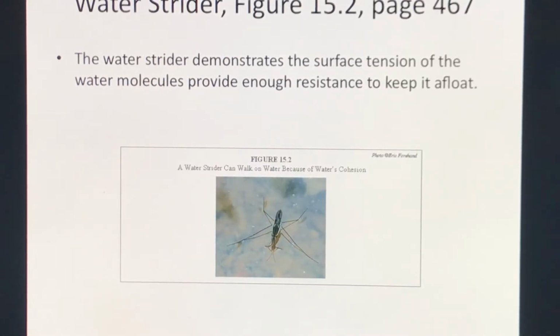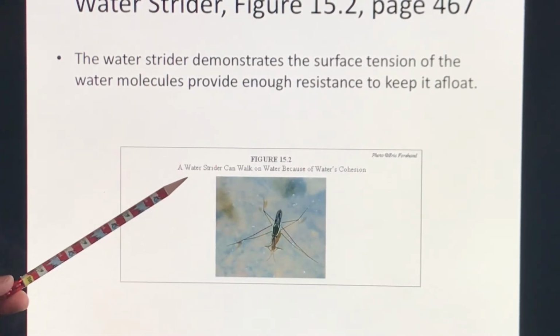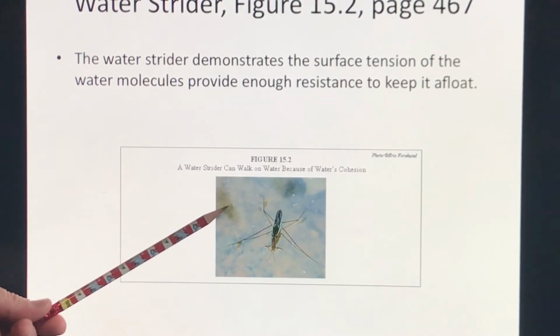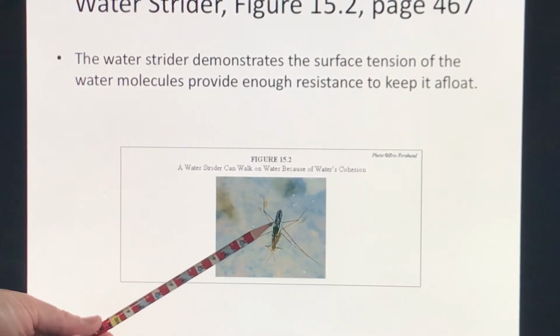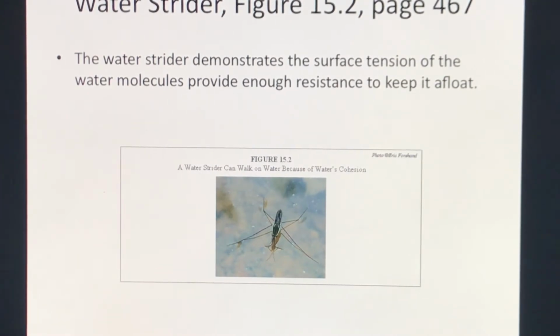So a question, or actually, sorry, not a question, this figure demonstrates the surface tension that water molecules can have, visualizing how this insect, the water strider, can walk or just float on the top of the water because of the water molecules providing enough surface tension to allow it to stay afloat.